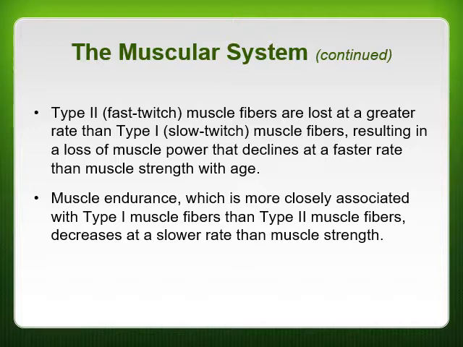Sticking with things here in the muscular system still, type 2 are your fast twitch muscle fibers. These are also lost at a greater rate, so more quickly, than type 1 muscle fibers, resulting in a loss of muscle power that declines at a faster rate than muscle strength with age. So power is faster to go than strength when it comes to the aging process. And muscle endurance, which is much more closely associated with type 1 than type 2 muscle fibers, decreases at a slower rate than muscle strength. So power, strength, then endurance. That's the order in which they will decline, at least in terms of the rapid rate of them declining.